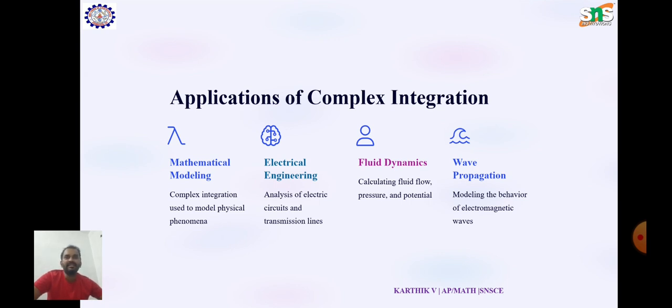In mathematics, we use complex integration in complex analysis and special functions. In finance, complex integration is used in option pricing, stochastic processes, etc. Overall, complex integration provides a powerful mathematical tool for solving a wide range of problems.